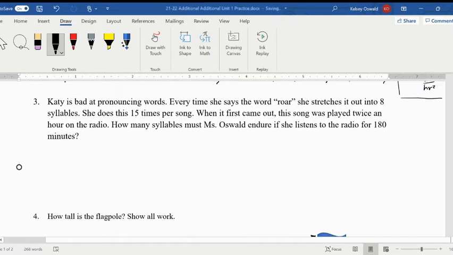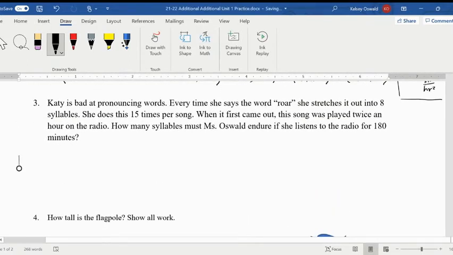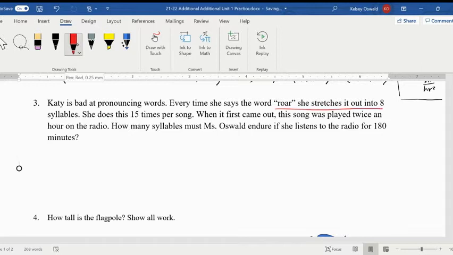All right. So then looking at this next one. This is a dimensional analysis word problem, so it's a good idea to underline our conversion factors. So here it says Katie is bad at pronouncing words. Every time she says the word roar, she stretches it out into 8 syllables. That is a conversion factor. 1 roar is equal to 8 syllables.